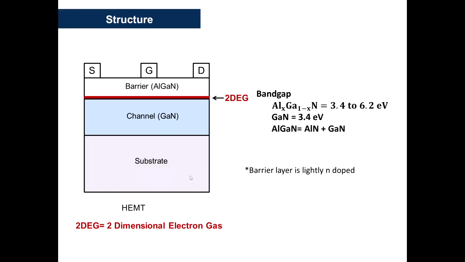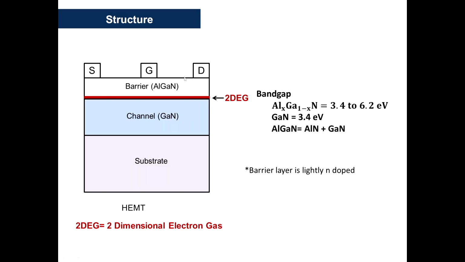Here we are seeing a very basic structure of HEMT. It consists of three layers, namely barrier, channel, and substrate. The main idea behind this device is a heterojunction. This is the heterojunction. Why are we calling it a heterojunction? A heterojunction is a junction between two layers whose band gap is different from each other.